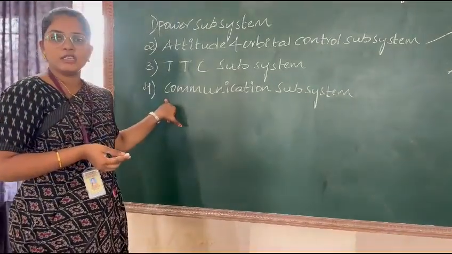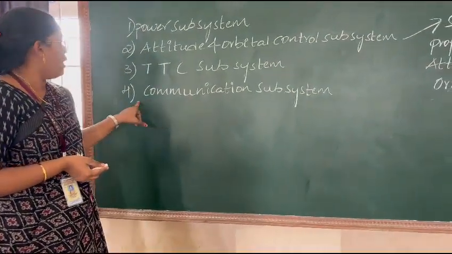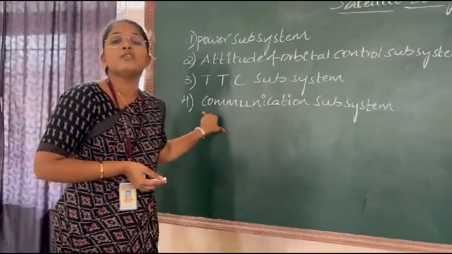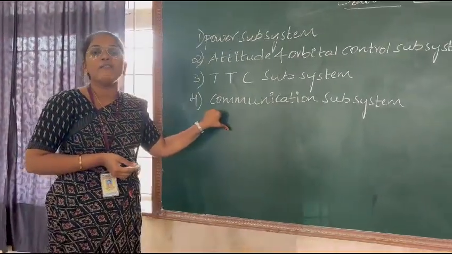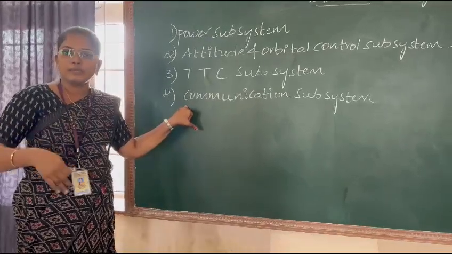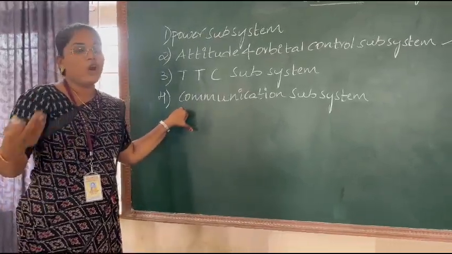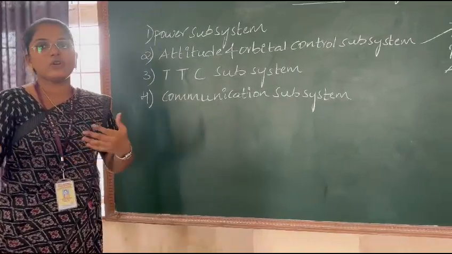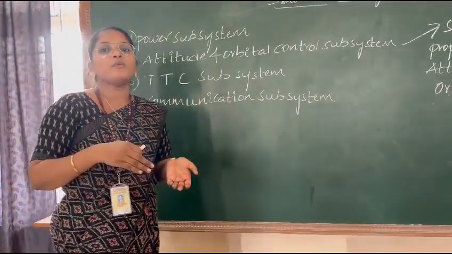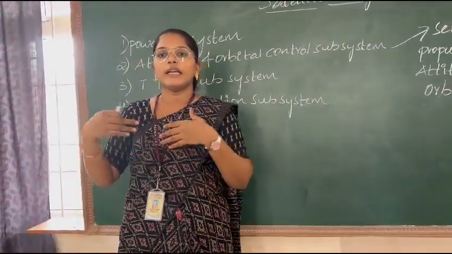Coming to the communication subsystem. In communication subsystem, it consists of different types of antennas and different types of transmitters and receivers. The transmitter and receiver together are called transponders. In transponders, we have the bent pipe type and regenerative type.